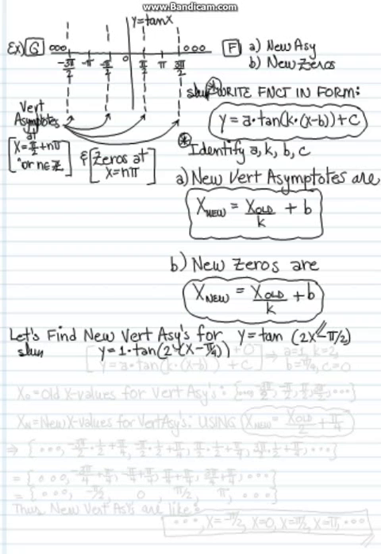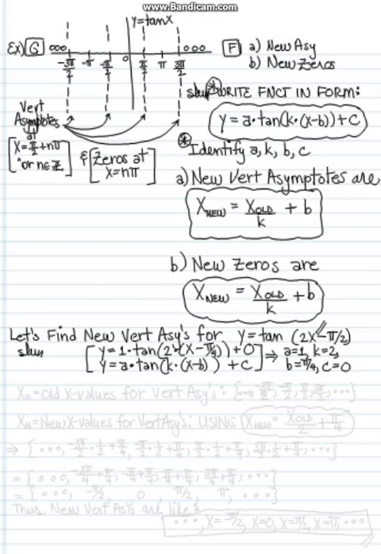Now, you might not believe that. What's that pi over 4 you're saying? 2 times pi over 4 is pi over 2, so that's where it came from. We factored a 2 out of both of those terms, plus 0 at the end. So that's compared to a times tangent k(x minus b) plus c at the end. So a is equal to 1, k is equal to 2, b is pi over 4, and c is 0.